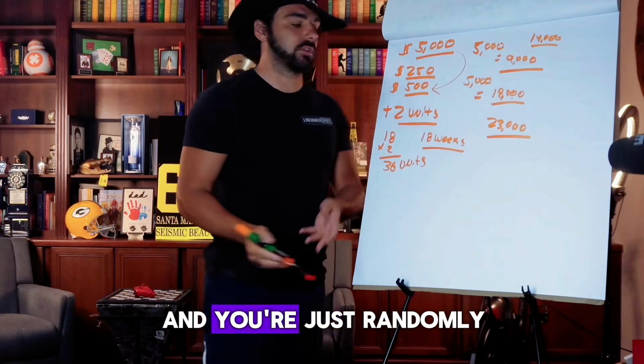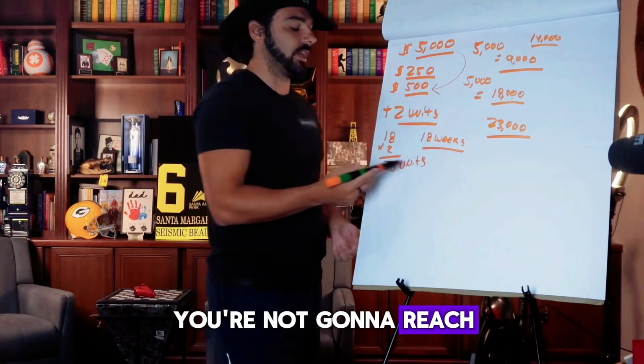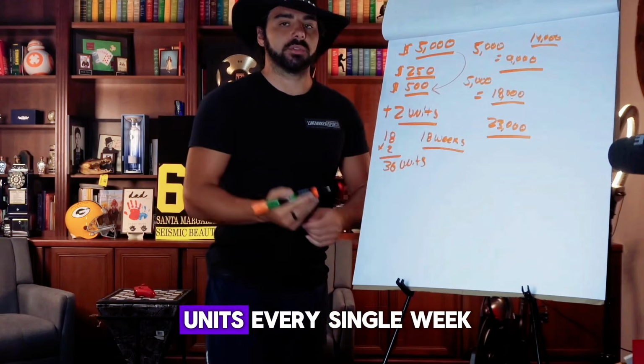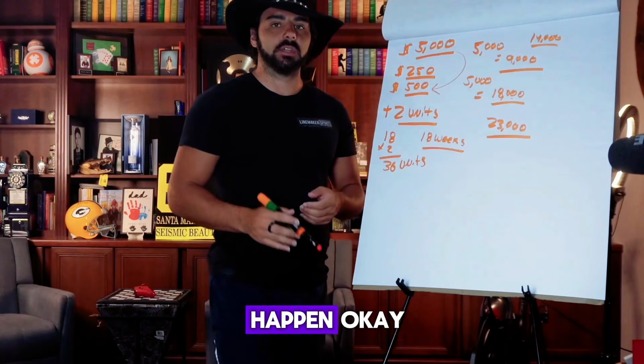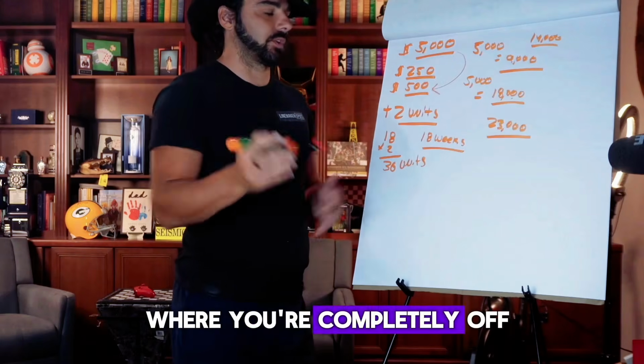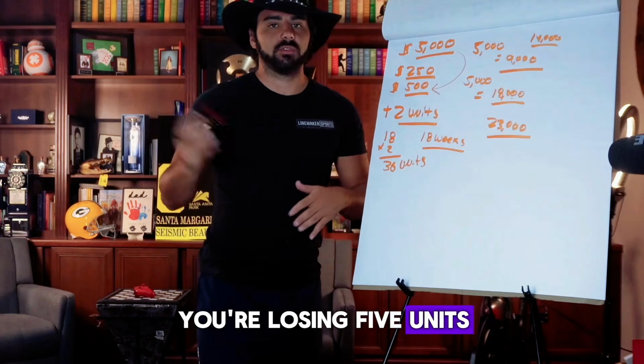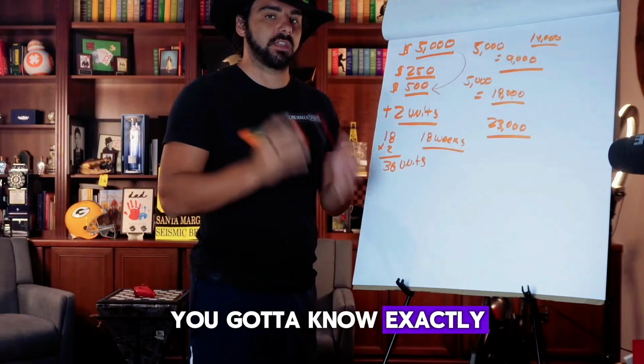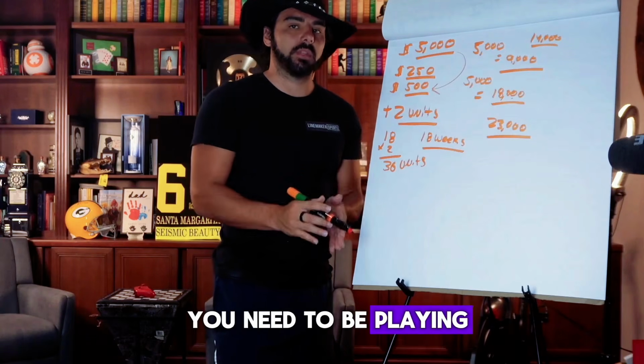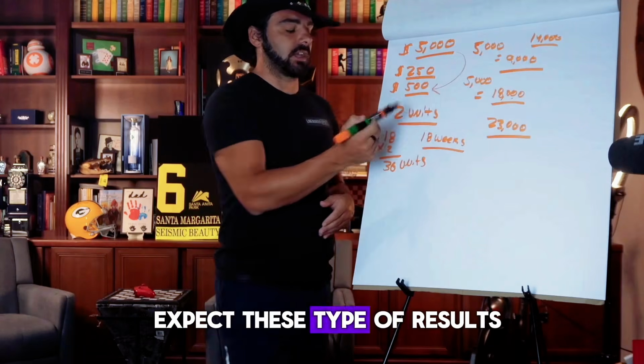If you don't know what you're doing and you're just randomly betting stuff, you're not going to reach 8 out of 10. You're not going to be able to make 2 units every single week. It's just not going to happen. You're going to have weeks where you're completely off and you're losing 5 units or whatnot. You can't have that. You've got to know exactly what you're doing and the probabilities that you need to be playing to be able to expect these type of results.